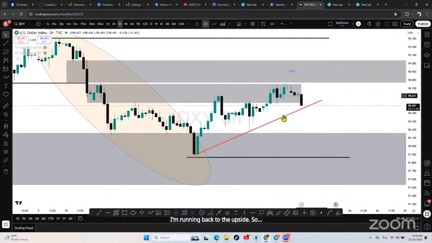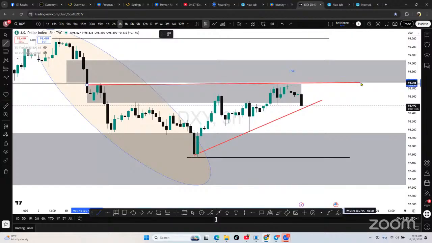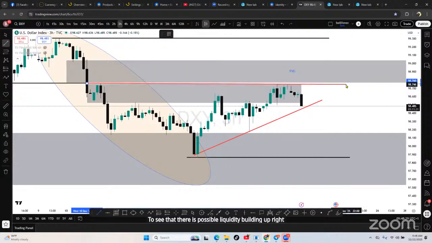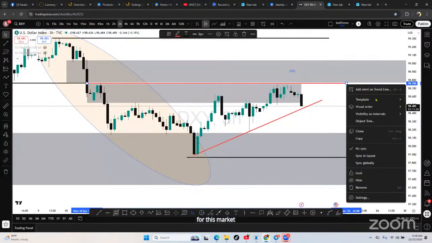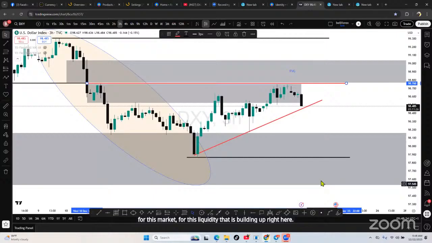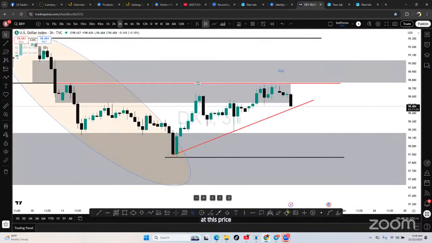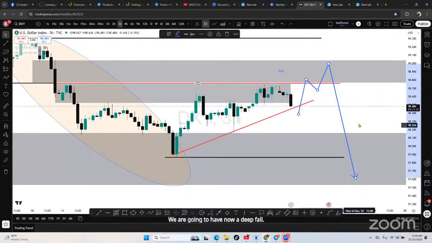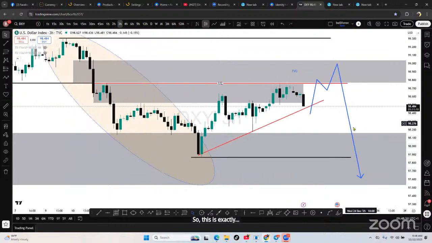So my point of interest is a little bit up, and I share a little bit of this to say that there is possible liquidity building up right here for this market. So there's liquidity that is building up right here at this price level. So what I'm seeing here is a possible push that will clear up this liquidity from this price level. Then we are going to have now a deep fall. So this is exactly the level I'm looking at when it comes to DXY.